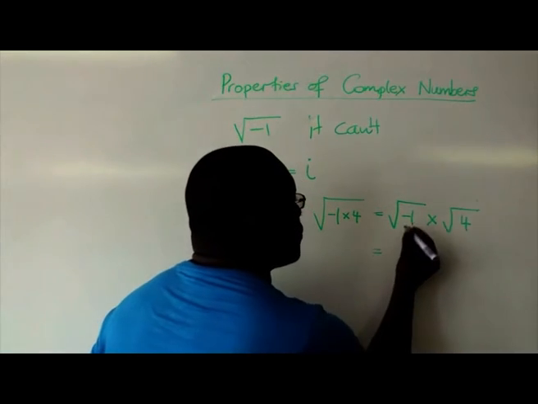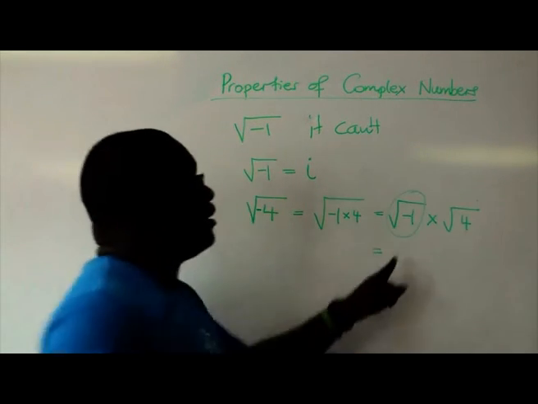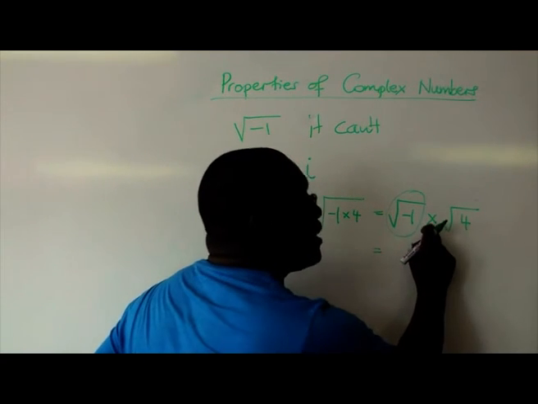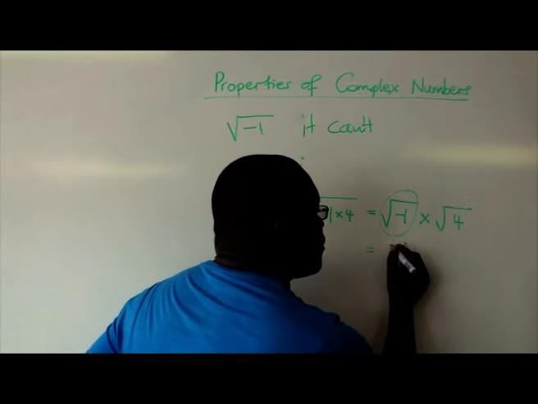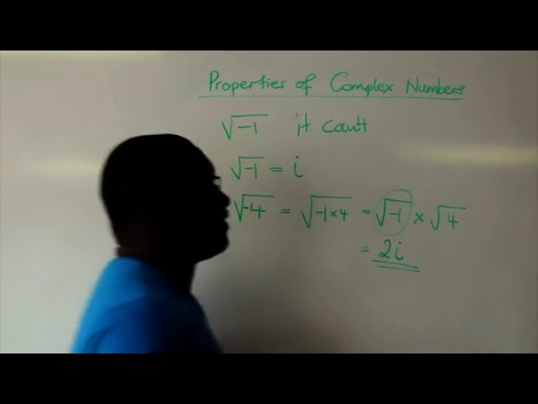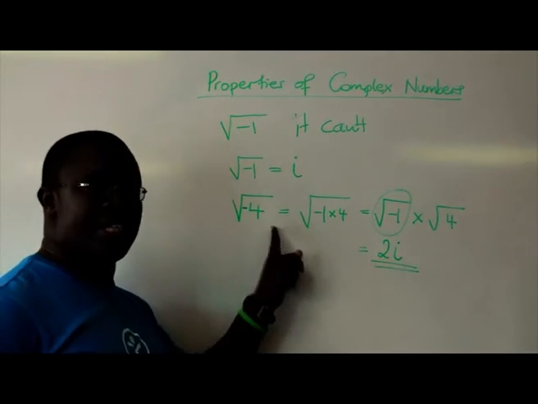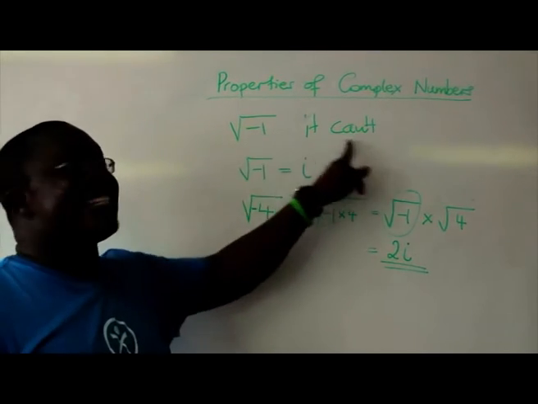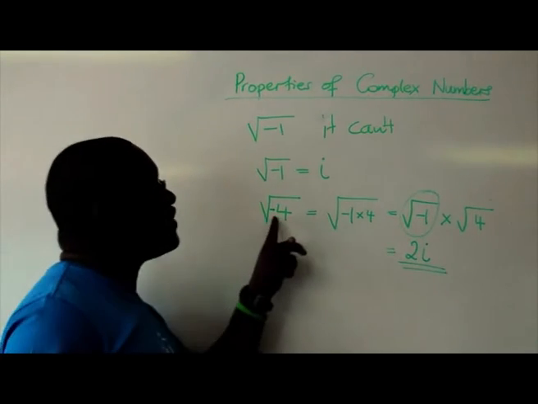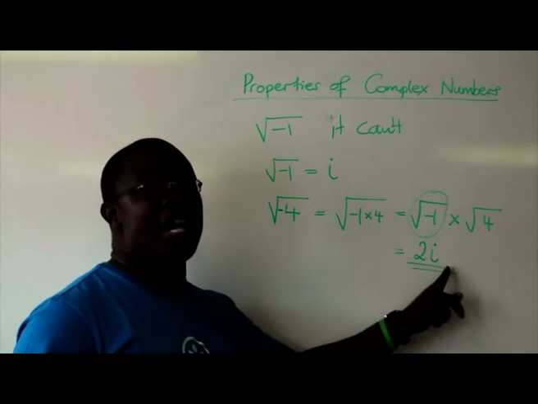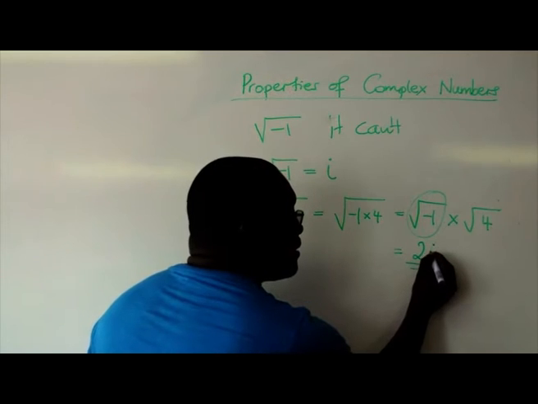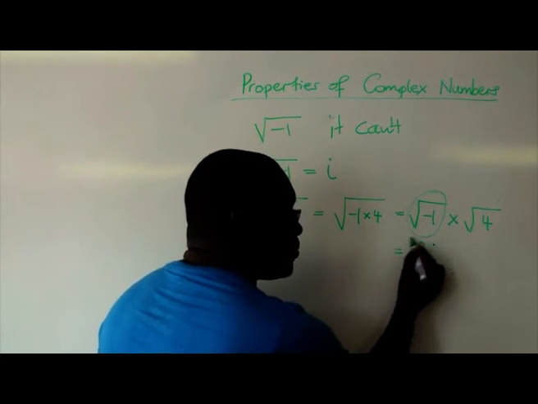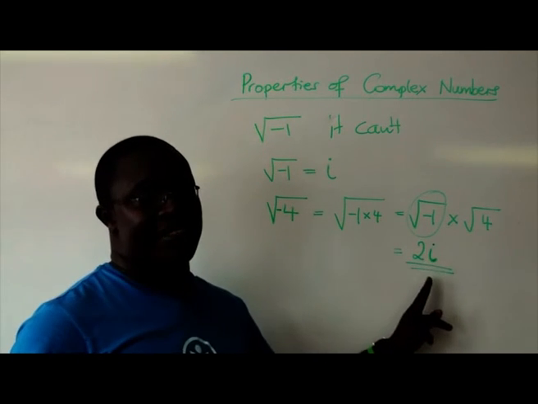It's going to be equal to, because the square root of -1 is i, this is going to be i, and the square root of 4 is 2. So your answer would be 2i. So the square root of -4 is 2i. Instead of saying it can't be done, you're saying the square root of -4 is equal to 2i, where the i is the complex part.